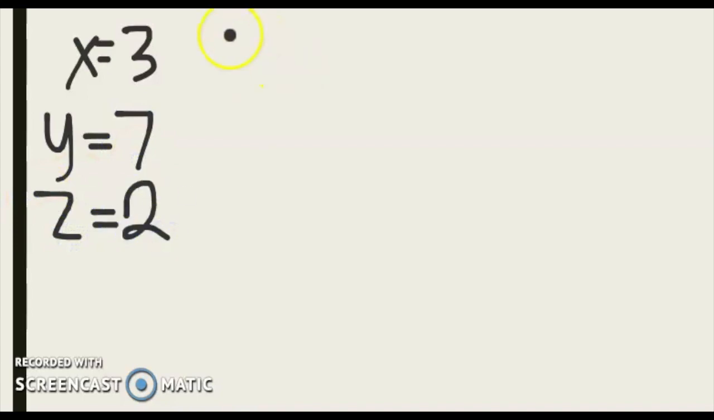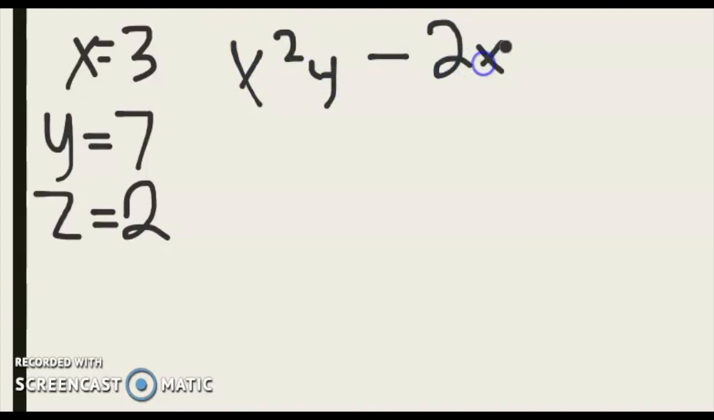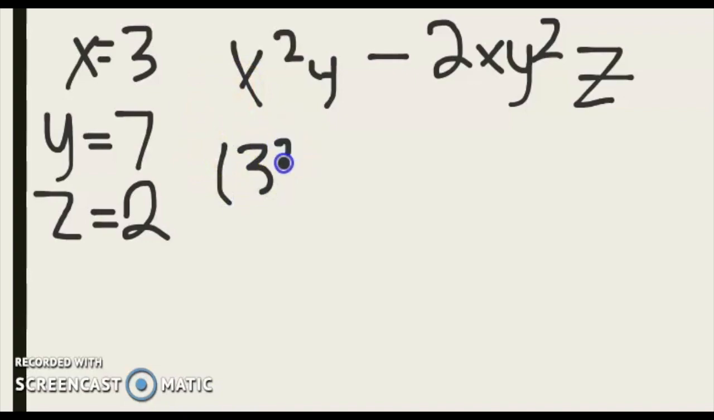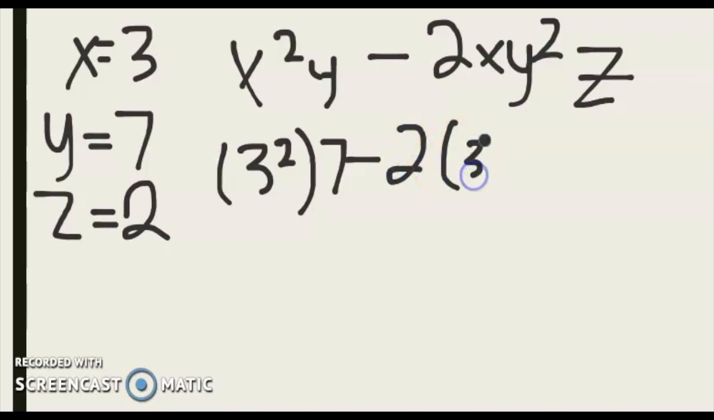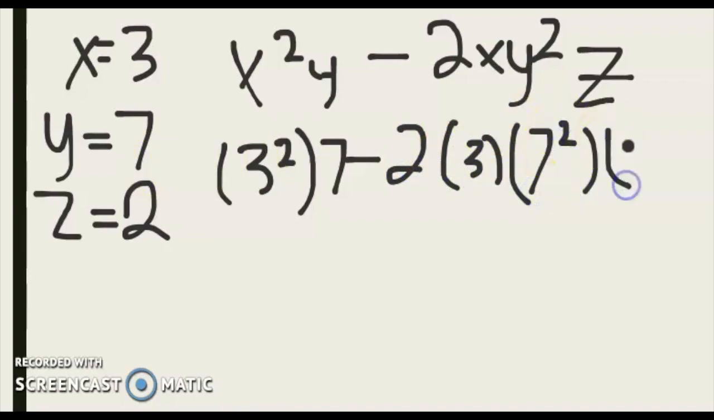So, let's copy down the expression. That's x squared y minus 2xy squared z. Next thing we need to do is input all the values into their corresponding variables. So (3) squared, I put that in parentheses so that it's less confusing, times 7 minus 2 times 3 times (7) squared times 2.